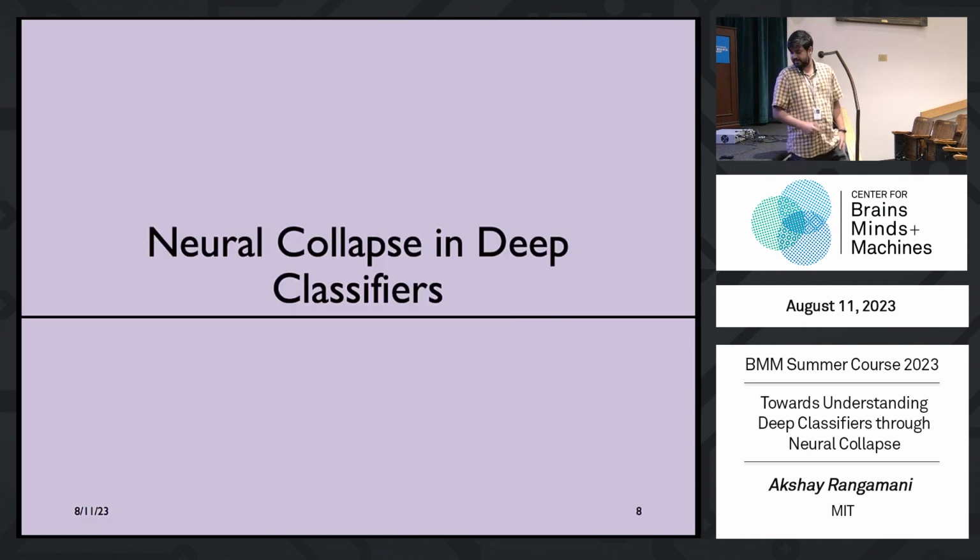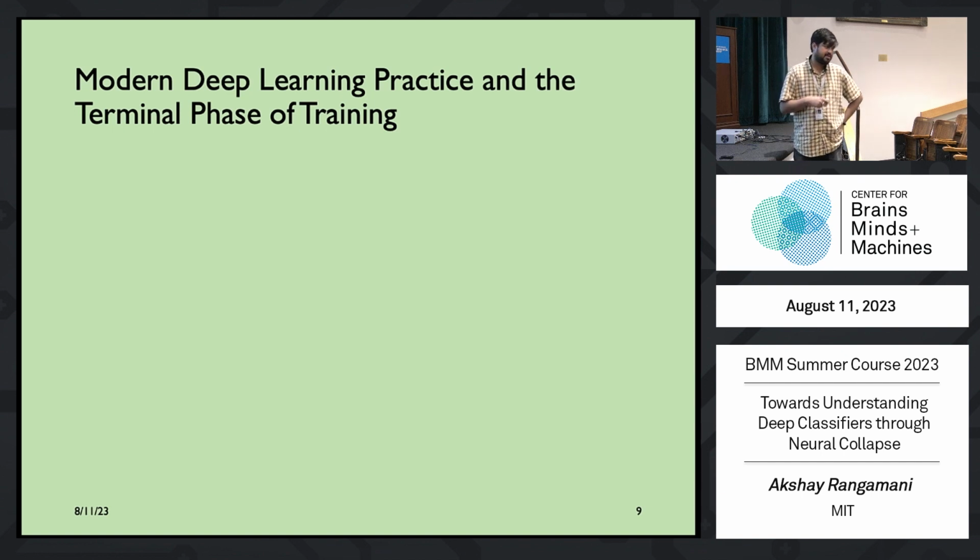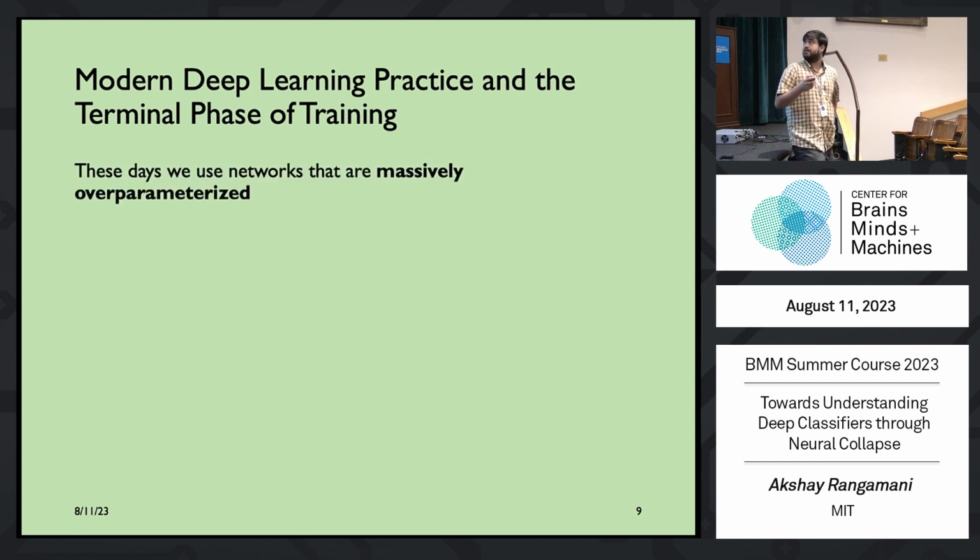So moving on, today I'll be talking about neural collapse in deep classifiers, and a couple of ways we approach the modern training of deep networks. Of course, this is only one regime; I'll elaborate more a little later. So we use networks that are massively over-parameterized. We generally have many more parameters than data, though in the current space of large language models or foundation models, this might not exactly be true.